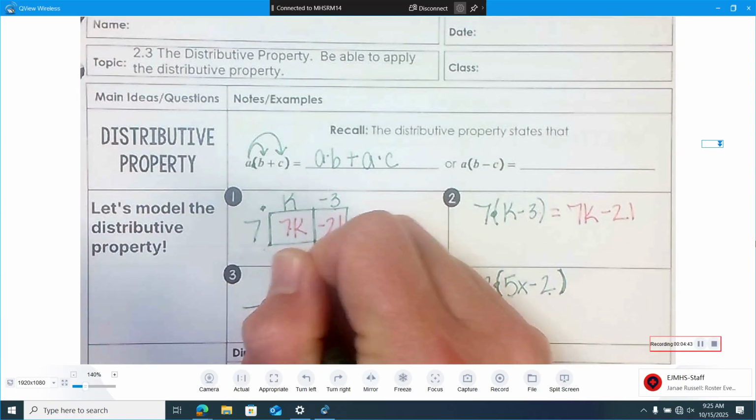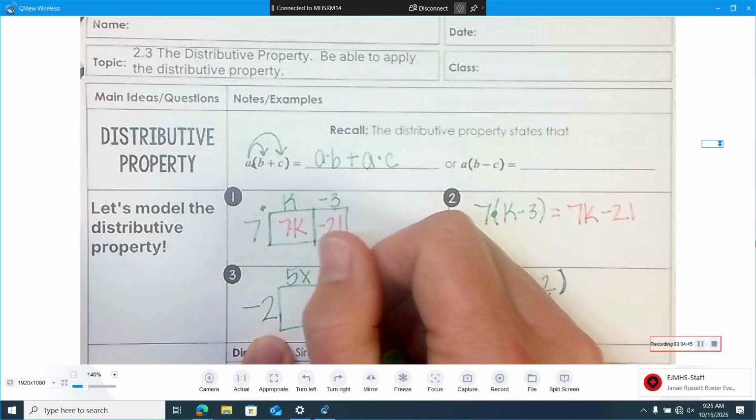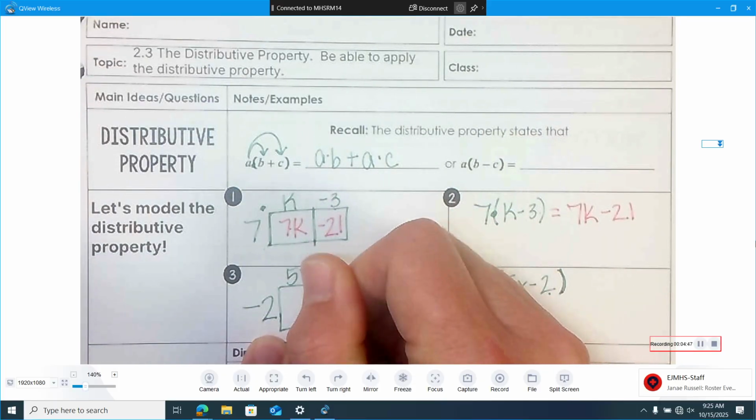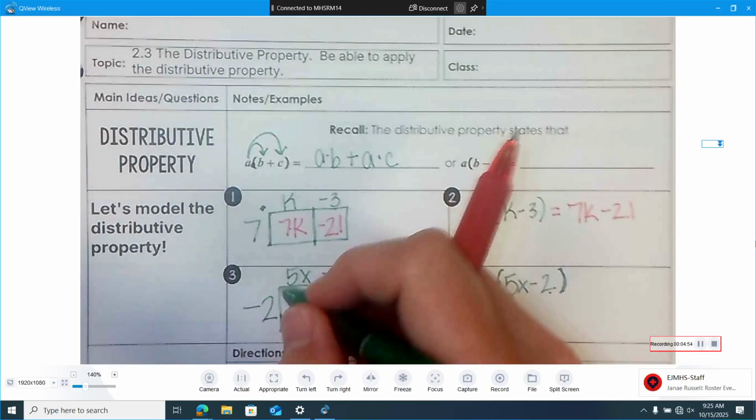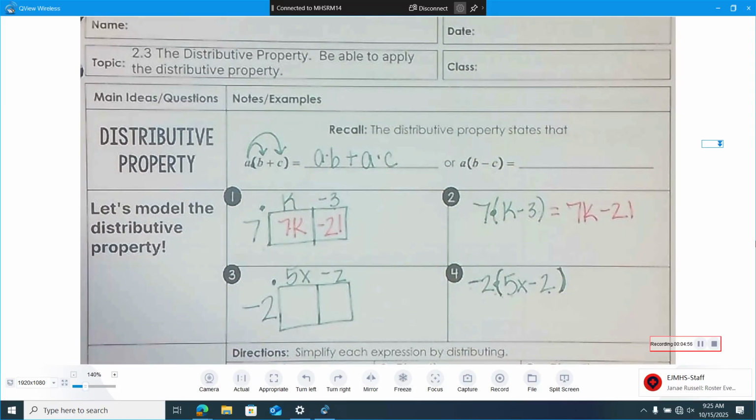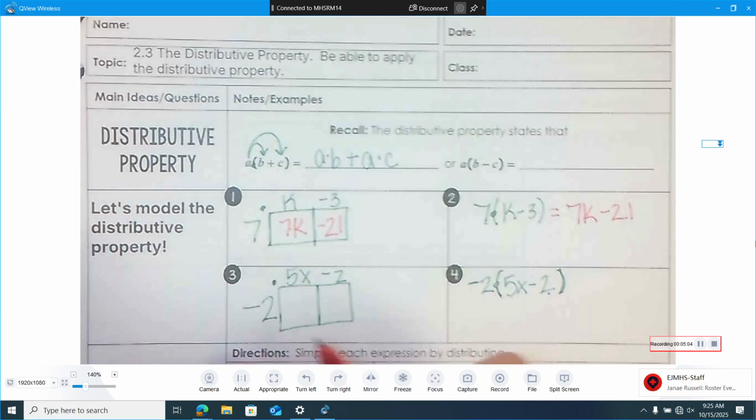We got a 5x on top and also a negative 2. And again, I want to split that up. Because I have 2 terms, we've got 2 areas to fill here. And again, this is just multiplying. Anytime we have a length times the width, when we multiply, that's giving us the area. So this is often called the area model. And again, we are going to see this a lot.